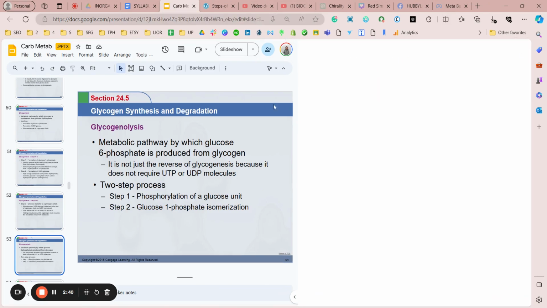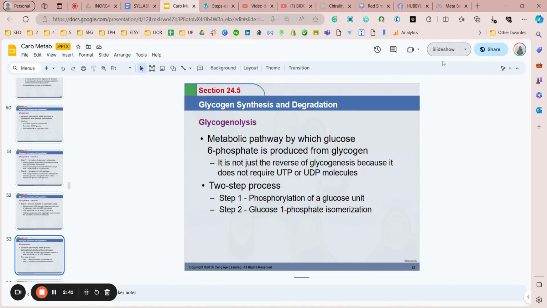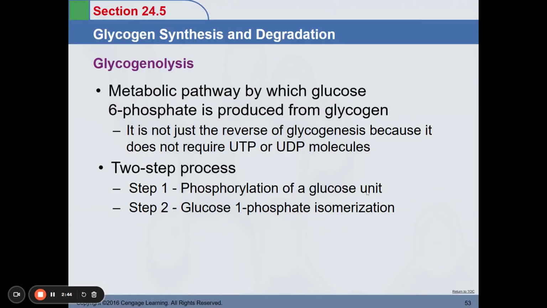Now we're moving to glycogenolysis. From its name, glycogen and lysis, this is the breaking down of your glycogen into glucose. This is a metabolic pathway by which glucose 6-phosphate is produced from glycogen. It is a reversible process, and with the same diagram we can show how this process is carried out.